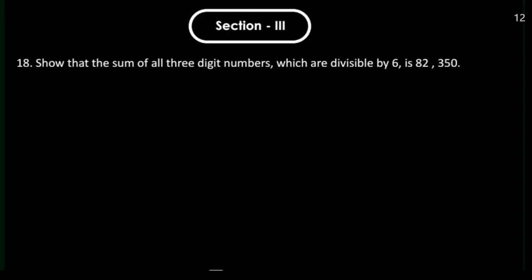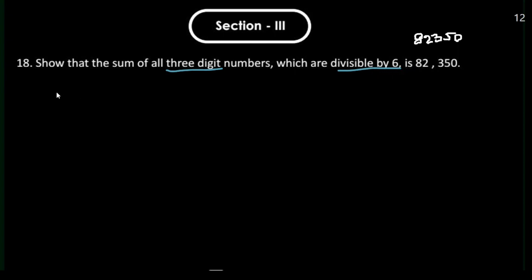Now, 18th question. Show that the sum of all three-digit numbers which are divisible by 6 is 82,350. So let's see whether it is true or not. What he said is the sum of all three-digit numbers, and he gave a condition, which is divisible by 6.